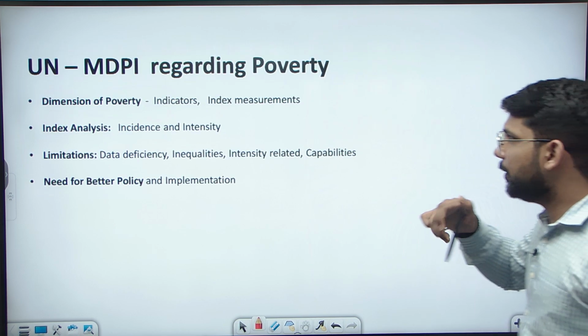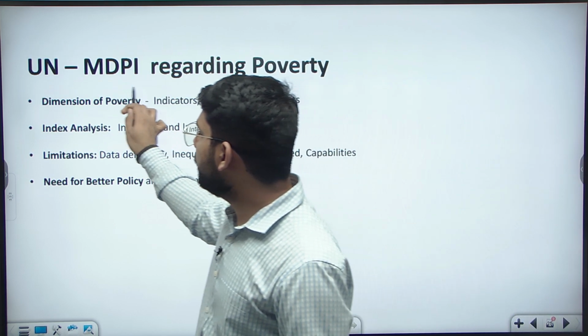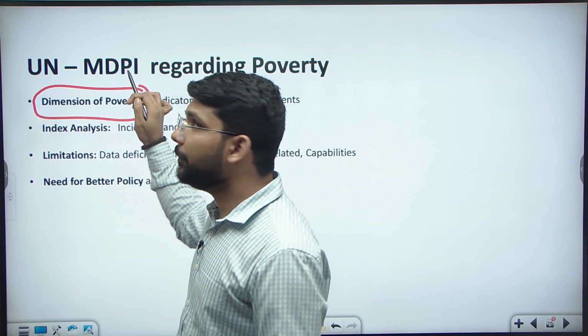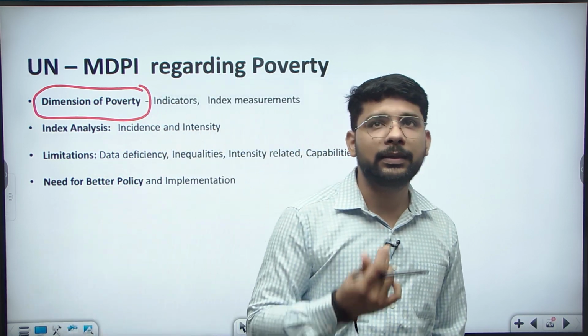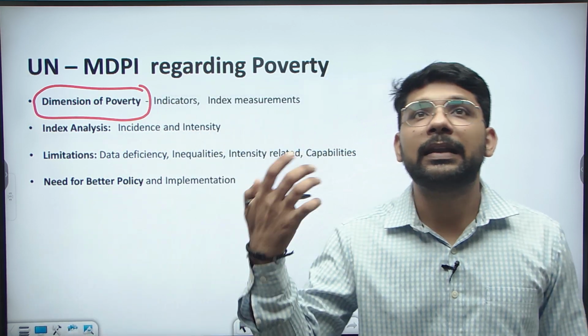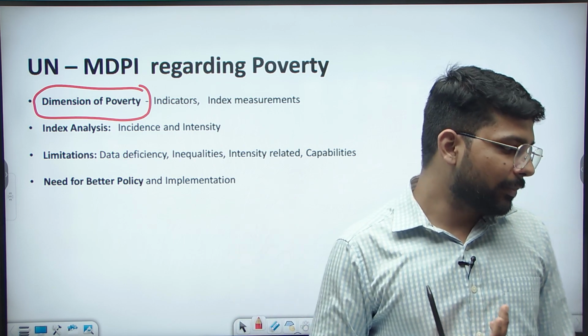The dimensions of poverty. First we will discuss the dimensions. What are the dimensions of poverty they are including? What are the specific indicators related to the dimensions of poverty?